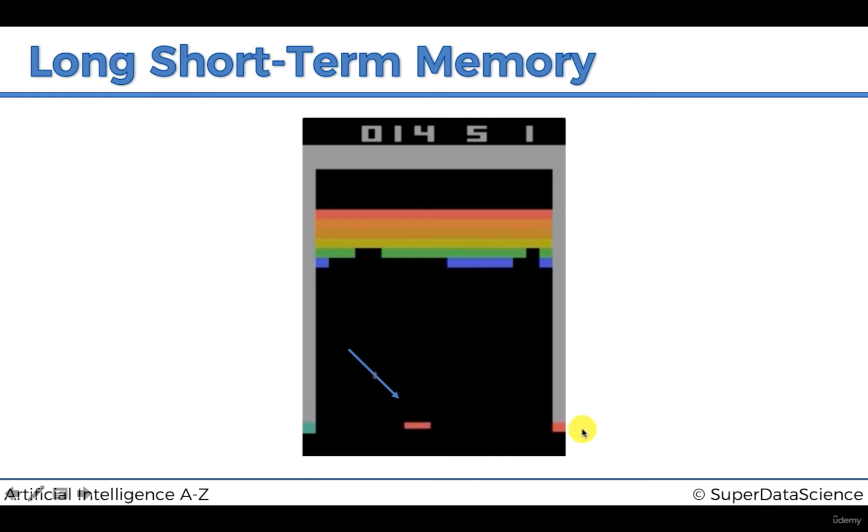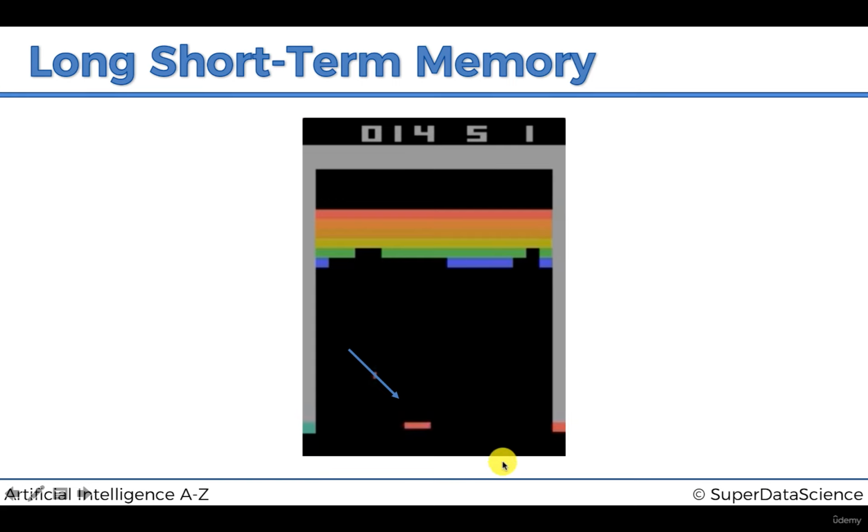But what if the ball is actually not flying that way? What if it's flying that way? The thing is, you cannot tell from this one image which way it's flying, because you don't know where it was in the previous moment of time. So if it was here, then it's flying this way.